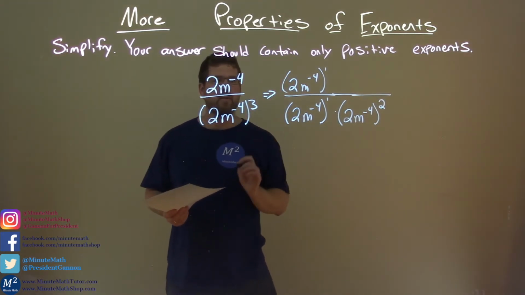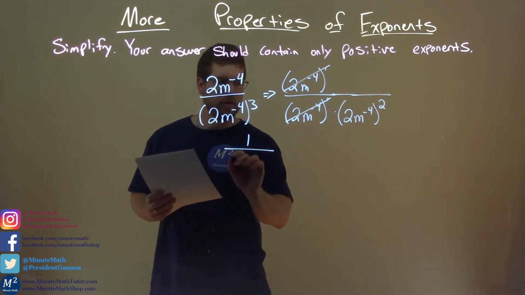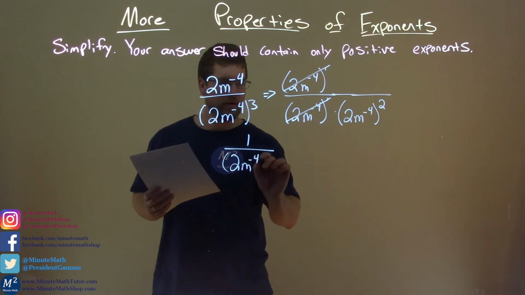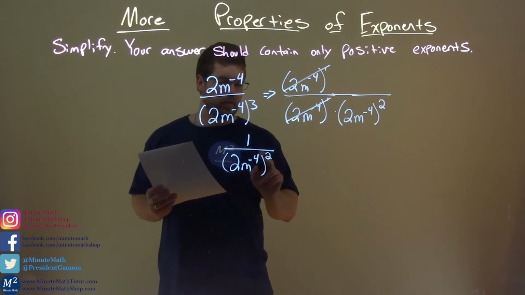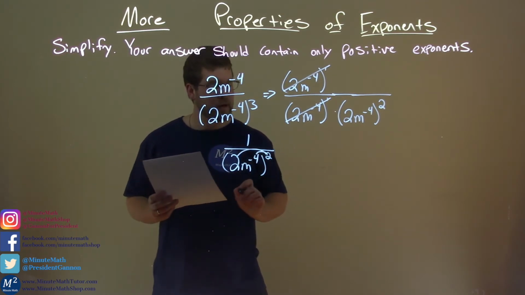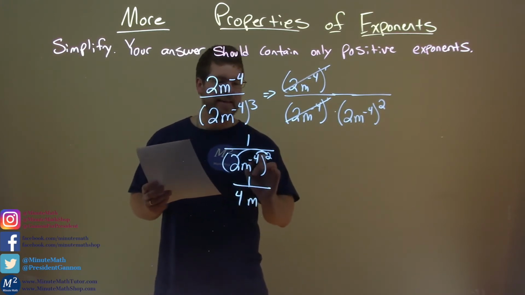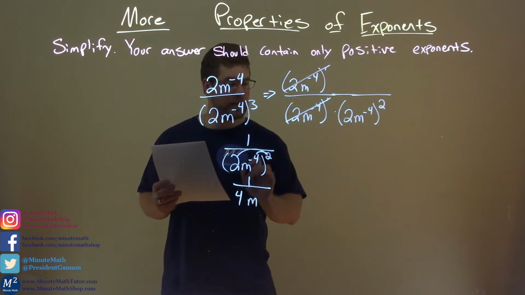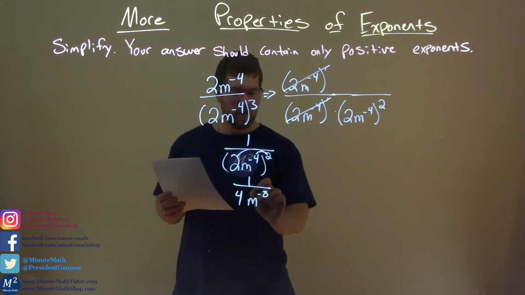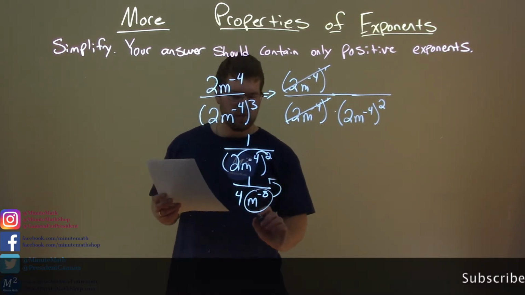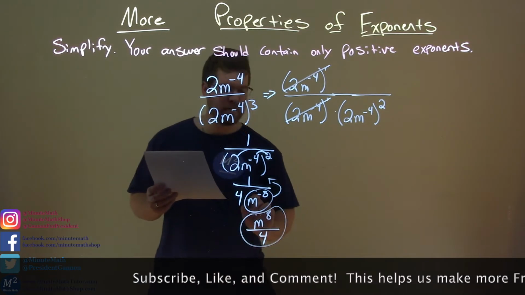Okay? Now watch this. This one can cancel with that one, leaving us with just 1 over 2m to the negative 4th power squared in the denominator. So now we can simplify this. Bring the squared in to both parts in the denominator, and we have 1 over 2 squared, which is 4. And we have m to the negative 4 power times 2, remember multiplication here, negative 8. Well, we can't have negative exponents, they need to be positive. We can bring that to the numerator, right? So we have m to the positive 8th power over 4 as our final answer.